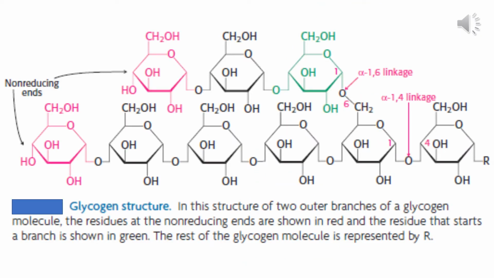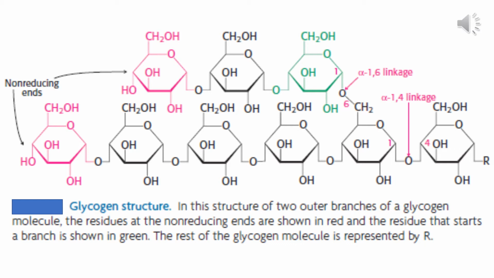Look at the detailed structure of glycogen. You can see alpha-1,4 linkages for the elongation of the chain and alpha-1,6 linkages for the branching. You can see that linkage where the green colored molecule is joined here. And both the tips are non-reducing, which means carbon number 4 is at the end.